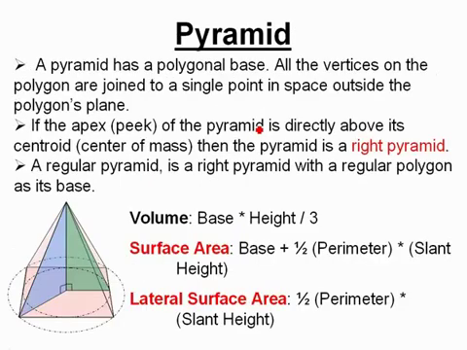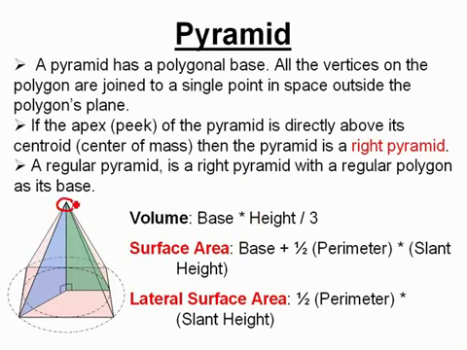Pyramids. A pyramid has a polygonal base. All the vertices on the polygon are joined to a single point in space outside the polygon's plane. So, let's see what that means. Well, the base of this pyramid is a square. All this means is that, you see all the vertices of the square? You go to the apex up here.